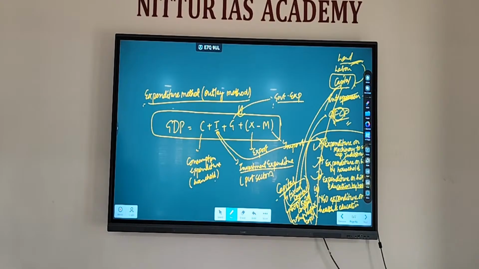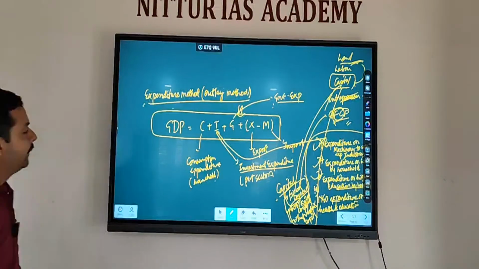So the higher the gross fixed capital formation, the higher will be the production, because we have land, labor, capital and entrepreneur. These are the factors of production. The more fixed capital formation, the more production can happen in the economy. Fine? Any doubt regarding this particular part?